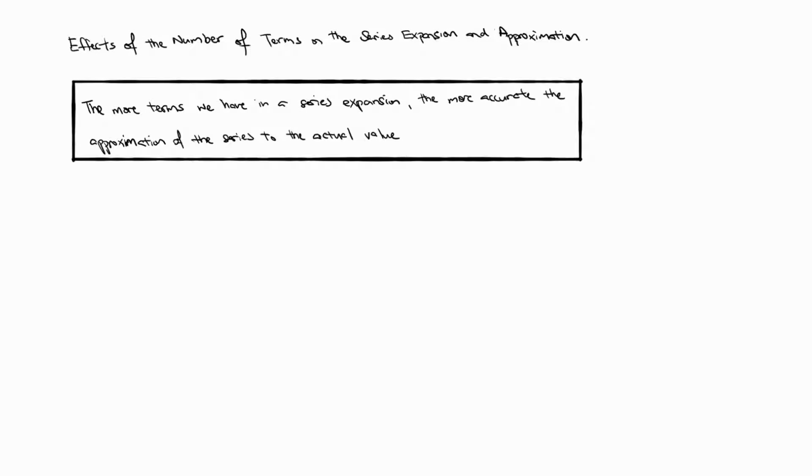Let's talk about the effects of the number of terms on the series expansion and approximation. Generally, the more terms we have in a series expansion, the more accurate the approximation of the series to the actual value. For example, let's say we have sine x.